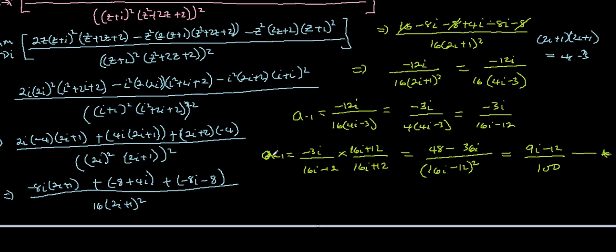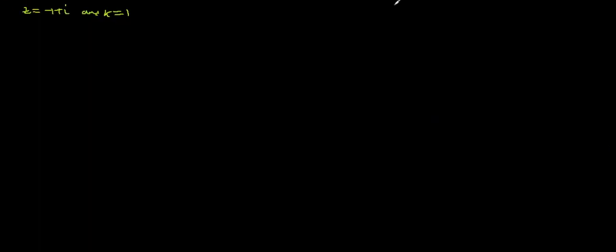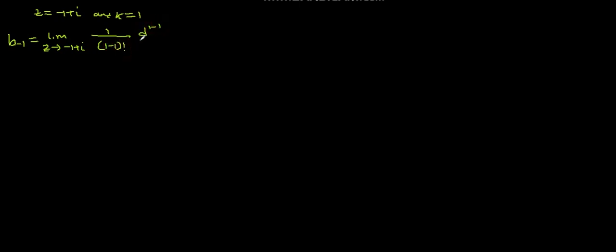So we are going to be doing for b minus 1. So for the second one now, b minus 1 is equal to the limit as z tends to minus 1 plus i of 1 over (1 minus 1) factorial, and this is the (1 minus 1) derivative of (z minus (minus 1 plus i)) times f of z here, which is what? z squared divided by (z squared plus 1) squared into (z squared plus 2z plus 2).